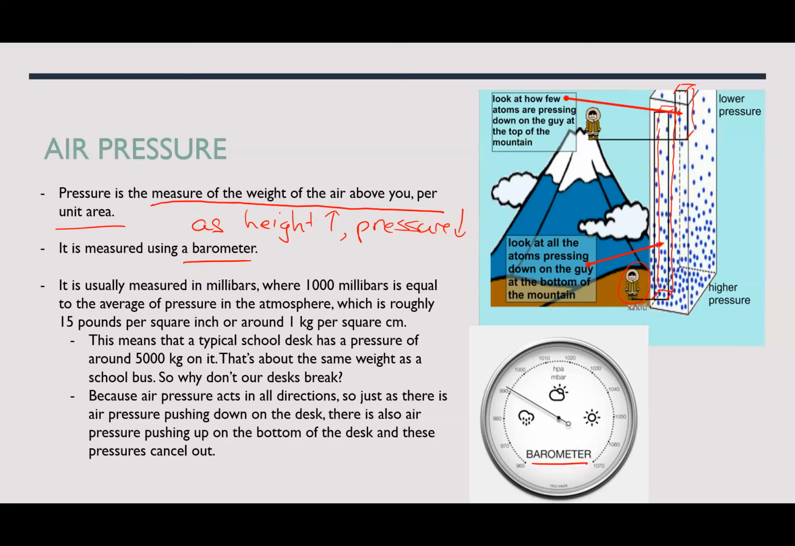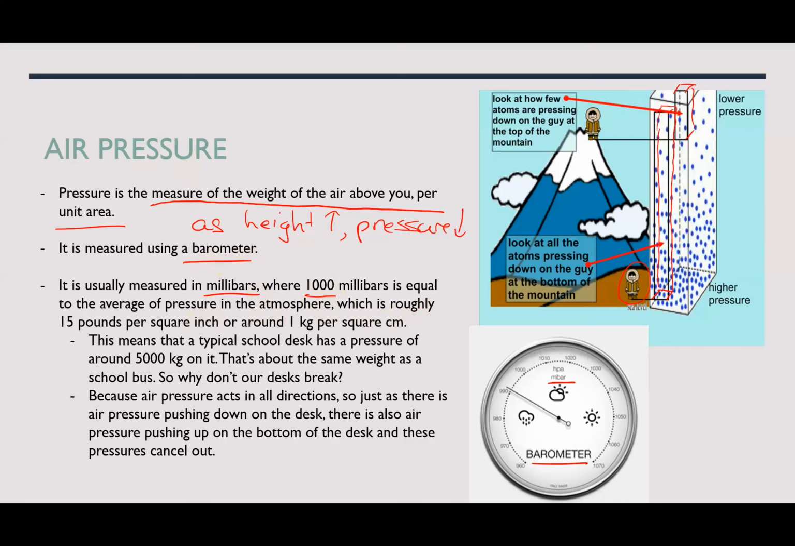Now when we measure pressure, it's measured using something called a barometer. This is an example of a barometer, an analog one, and it just tells you how much pressure is in there. Now the typical unit for measuring pressure is something called a millibar. Bar comes from barometer, from barometric pressure, which is another name for air pressure, and 1,000 millibars roughly is equal to the average pressure in the atmosphere.